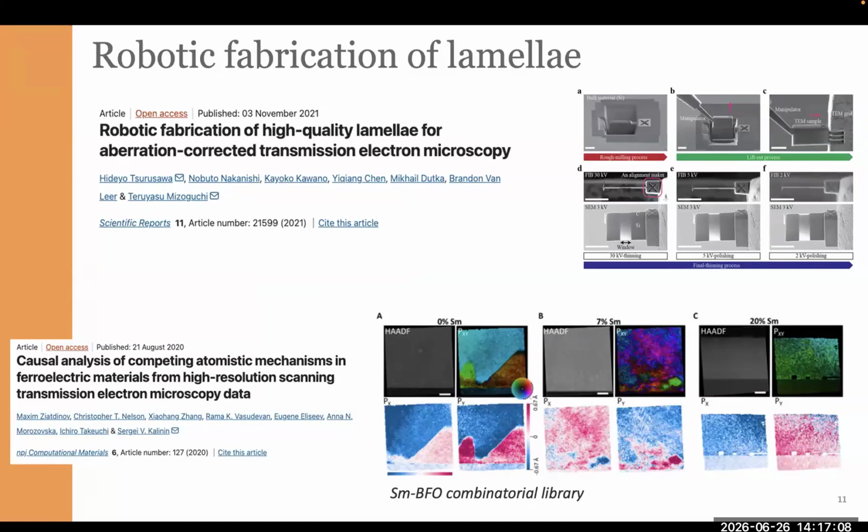The first is, again, somehow connected to hardware and to the advances in automated FIB. So you can just create multiple lamellas and put the lamellas onto the grid. And in this case, you will to some extent replicate the high throughput synthesis, the combinatorial library, as in the case of more traditional synthesis approaches.